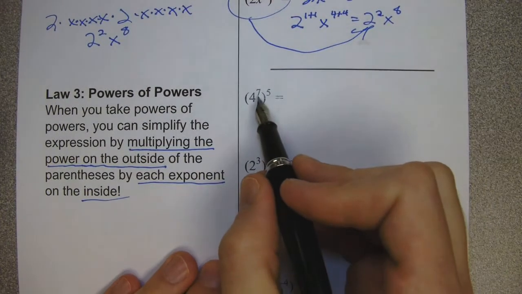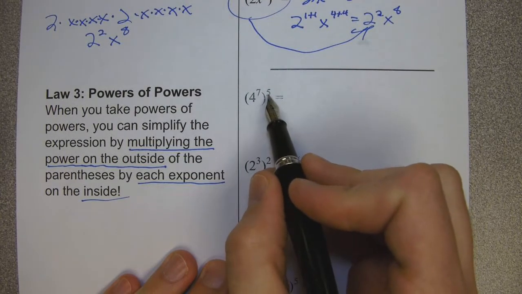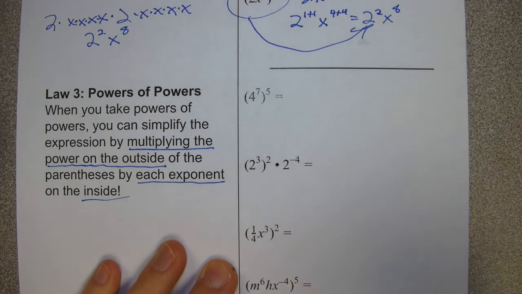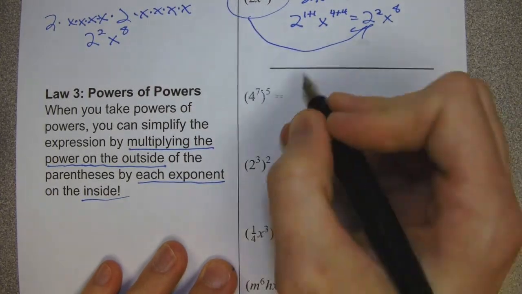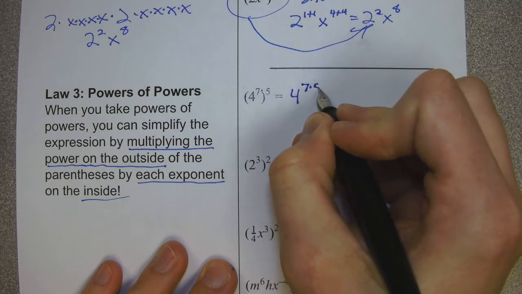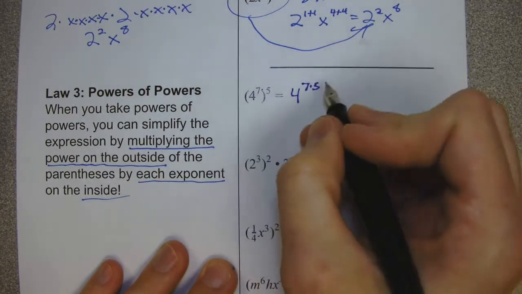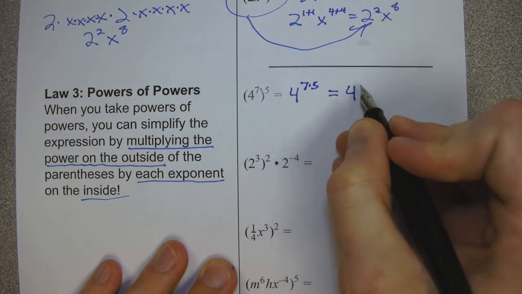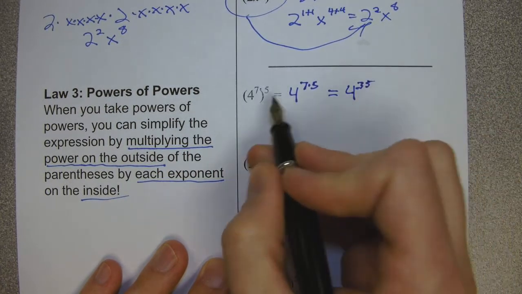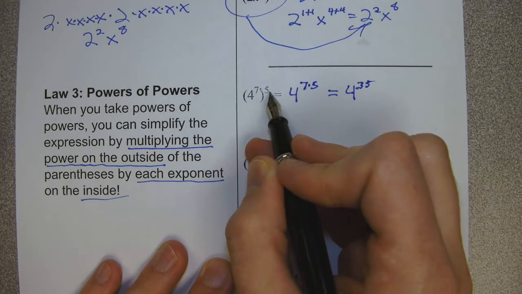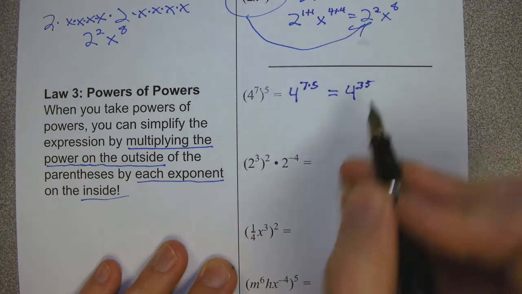So instead of writing this 4 to the 7th out 5 times, and then adding, what we can do is simply multiply. So I could rewrite this as 4 to the 7th multiplied by 5, and then just multiply it. Well, 7 times 5 is 35, because notice, I would have 5 of these with 7 4s in each group. Well, 5 groups of 7 4s is just 35.